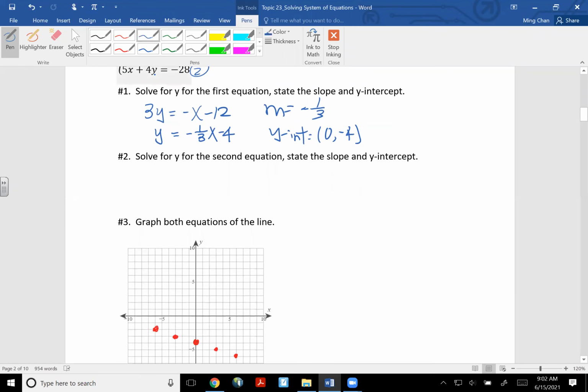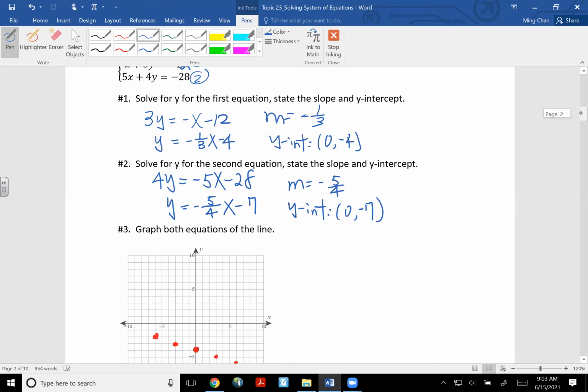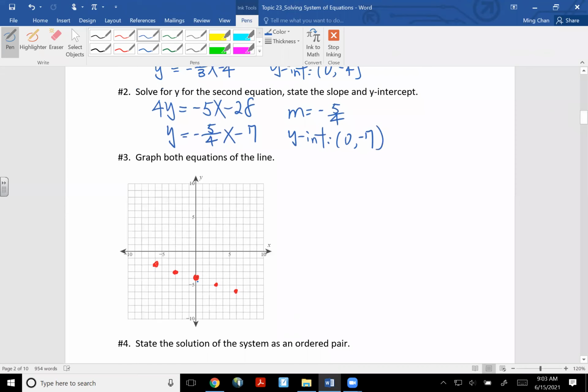So for your second line: 5x plus 4y equal to -28. Positive 4y, the variable term is positive, so let it stay. Move the 5x over, so that should be -5x minus 28 on the right. Divide every term by 4. My slope is -5/4, and the y-intercept is (0, -7).